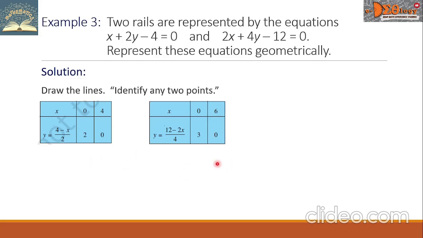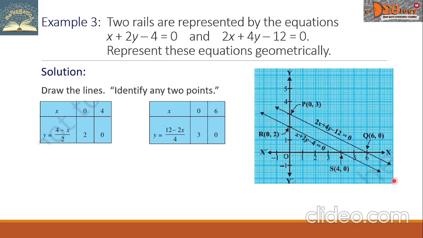Now we are ready to plot the points and connect the corresponding points. Here are now the two lines. This is the first line, the x plus 2y minus 4 equals 0. This is the second line, 2x plus 4y minus 12 equals 0. We can see that the two lines are parallel.